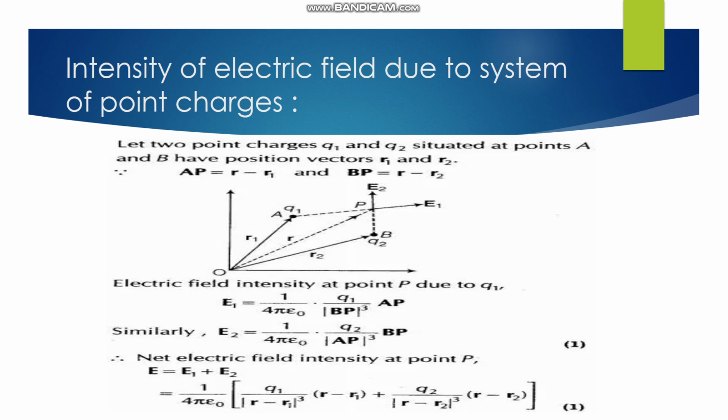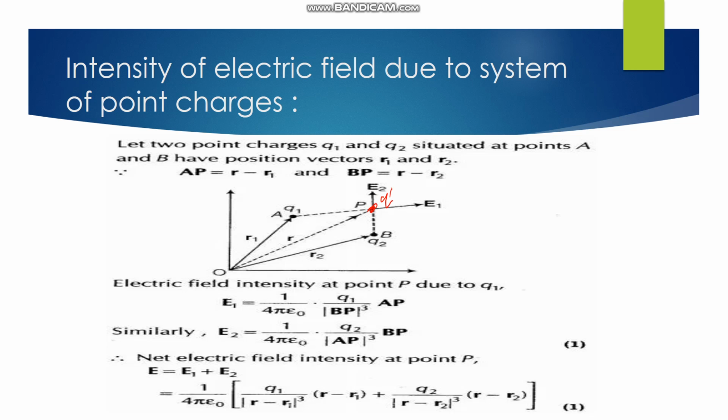Now see the next topic, intensity of electric field due to a system of point charges. Consider two charges q1 and q2 which are placed at r1 and r2 distance from the origin. We have to find out the electric field intensity at point P. So the distance from A to P is r minus r1 and from B to P is r minus r2 in vector form. Now we place a small test charge q dash at point P.